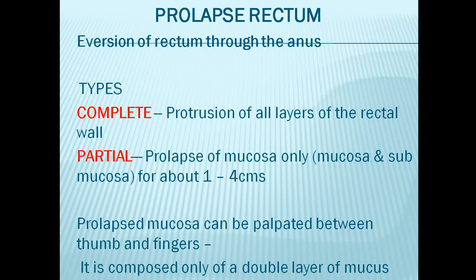So there are two types. One is a complete prolapse, that means protrusion of all the layers of the rectum, or it may be partial, where there is only the prolapse of the mucosa or mucosa and submucosa for about 1 to 4 centimeters. The prolapsed mucosa can be palpated between the thumb and the fingers. So it is composed only of a double layer of mucous membrane.